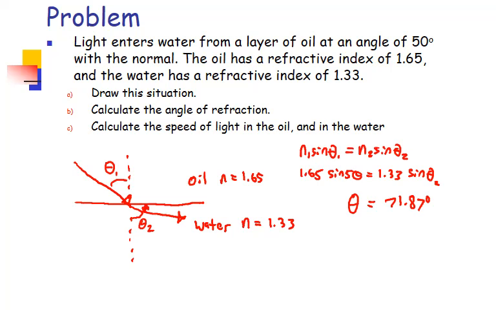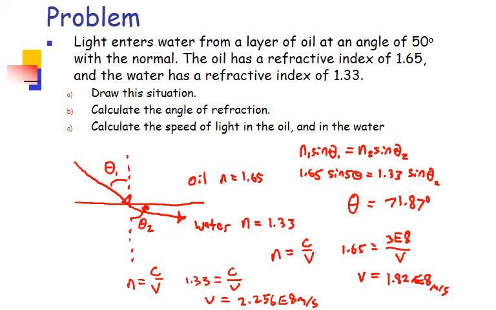Okay, so we should get 71.87. We're going from a higher index to a lower index, so the angle is going to get greater. And we can get the speed of light in the different mediums. This is for oil, and then this is for water. And so you can see how it slows down almost about half, not quite half, for the speed of light in oil, and then for water we've got that there.